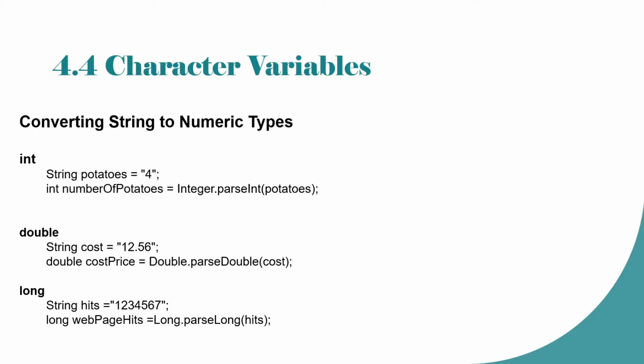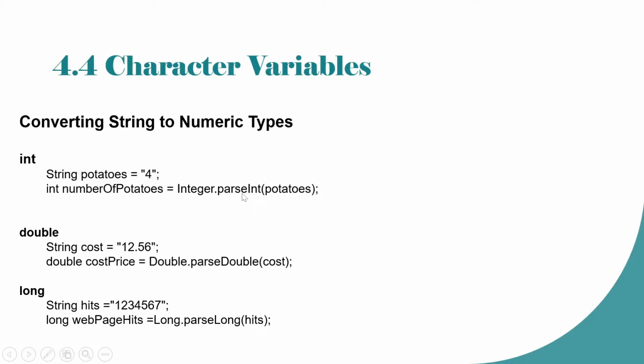We have learned how to create string values from numeric values in the previous slide. Now we need to do the opposite. Now we need to take a string and convert it to a numeric value. And to do that, Java gives us wrapper classes, the integer, the double, and the long. And these wrapper classes have got their own parse methods. So I can have a variable string potatoes equals 4, and that's a string.